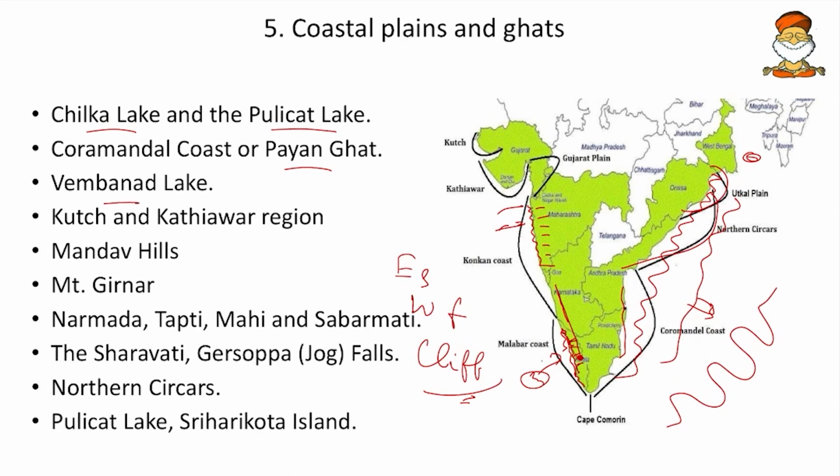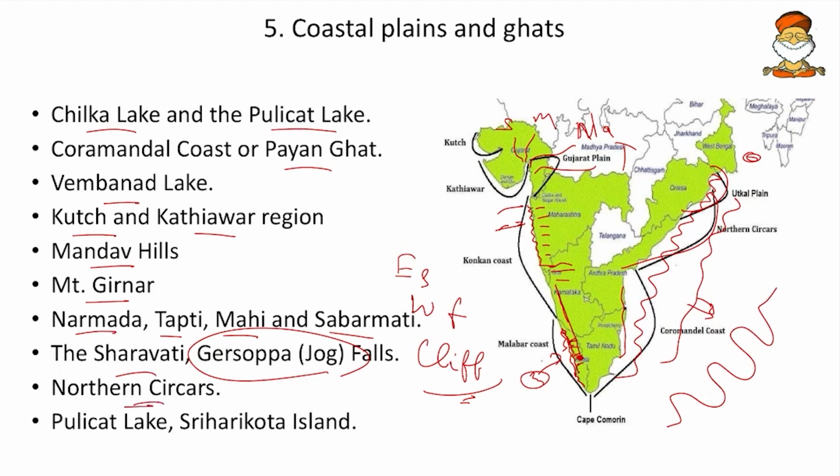Okay. And then we have the Vembanad Lake that we know, then Kutch and Kathiawar region and the salt preparation there, and then we have Mandav Hills and Girnar Hills in the same region, Gujarat region, and then Narmada, Tapi, Mahi and Sabarmati. So, these are the rivers that are flowing in this region. So, it is like Sabarmati, then Mahi, Narmada and Tapi. So, Sabarmati, Mahi, Narmada and Tapi, Samanata. So, you can remember Samanata and revise. And then the Sharavati, Gerusoppa Falls. So, they flow somewhere near Karnataka. Okay. So, Gerusoppa Falls, the steepest falls. So, that flows on the river Sharavati.